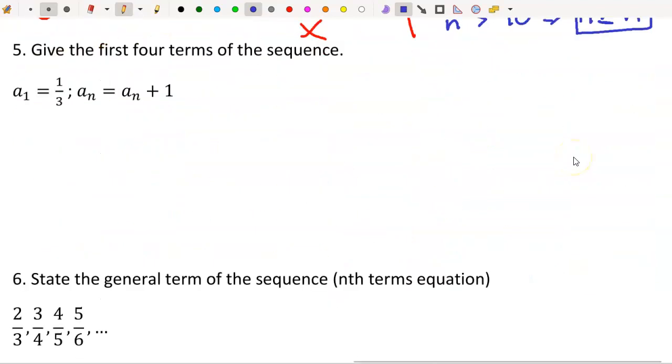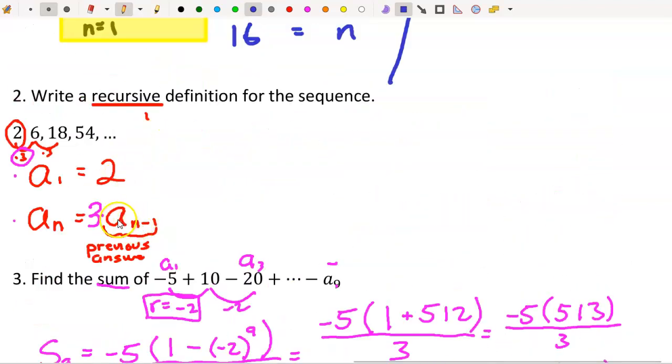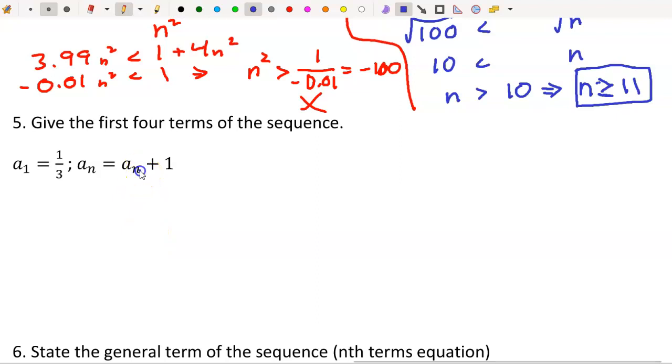All right, let's keep going. Give the first 4 terms. So this is the recursive formula, and let's go back here. Remember how I said it has to have this a sub n minus 1? Yeah, this doesn't have it. A little typo. I spotted that right away, because this type of method does not work unless you have this n minus 1 here. So we have to have that.